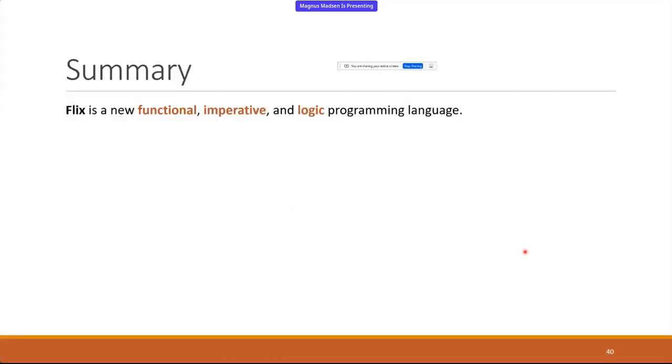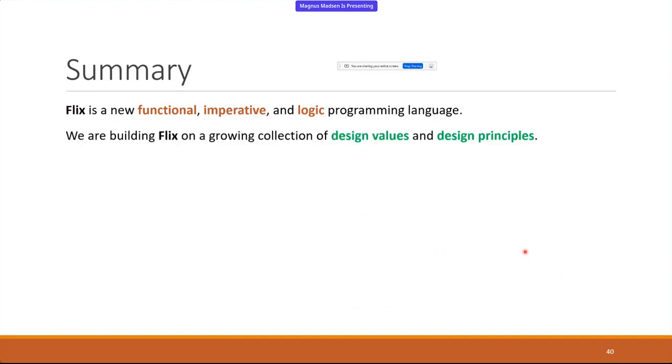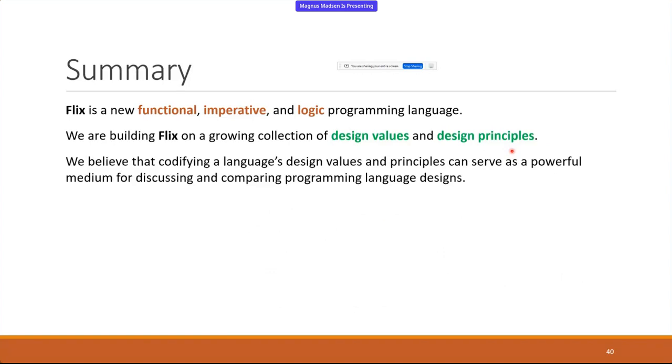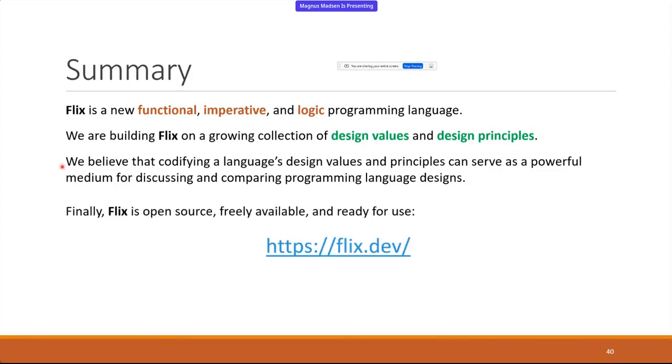So to wrap up, Flix is a new functional, imperative, and logic programming language. We are building Flix by maintaining sort of a living document of design values. So these were the aspirations, and design principles. So these are sort of testable design choices that we use to guide the design of the language. We hope that by writing these things down, it becomes easier to discuss programming language design and to compare different designs. Finally, Flix is open source. It's freely available and it's ready for use. So thank you. That concludes my talk.